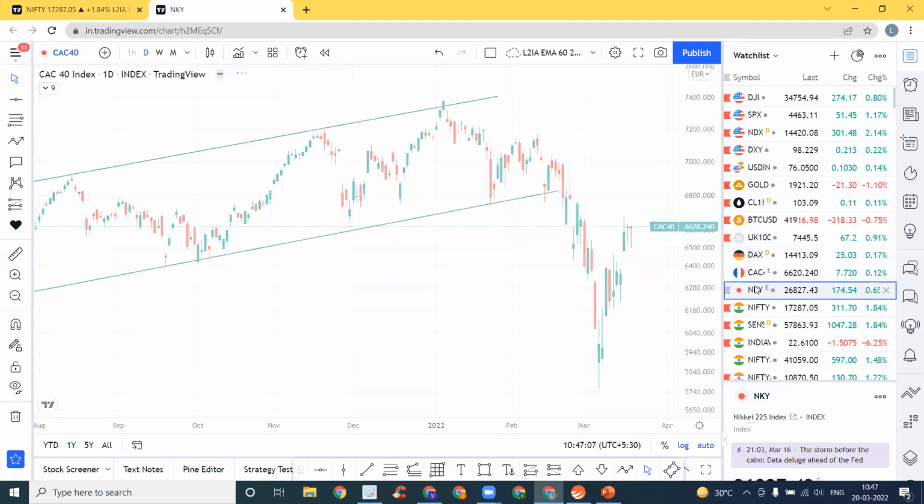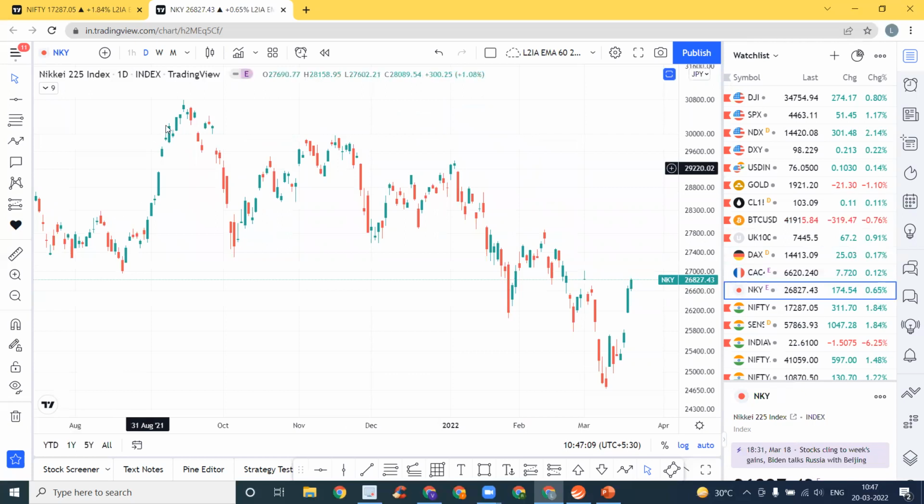The Japanese market is seeing a lot of volatility, continuous movement. It is going up very high, it is going down very badly. So last week it went down very badly and then once again moved up. So this volatility is very high in the Japanese market. Nifty.